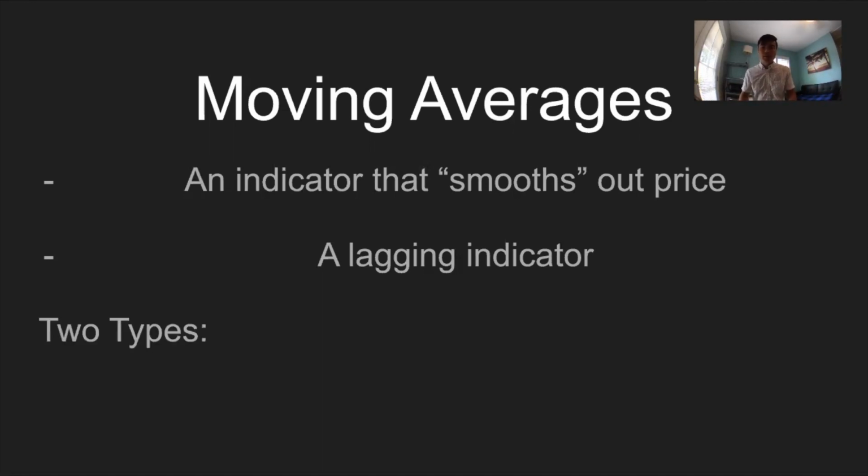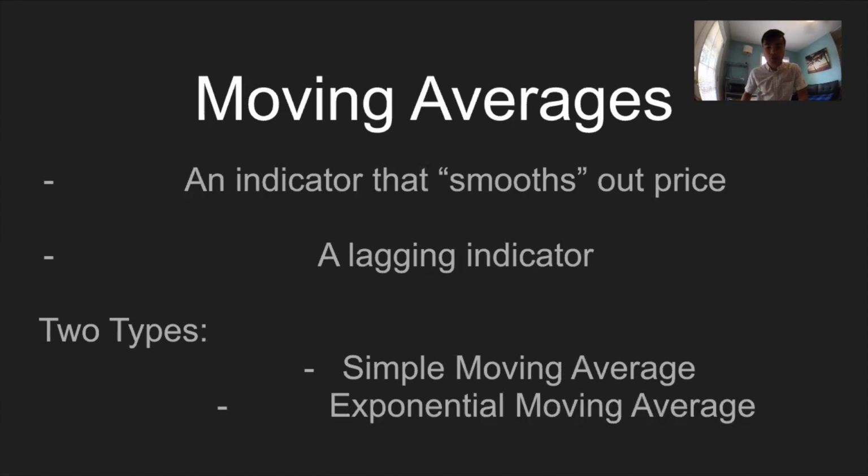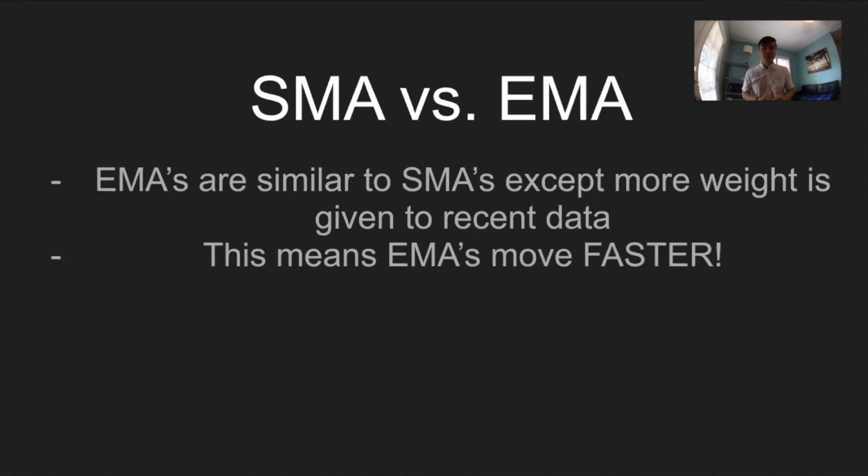There are 2 types of moving averages that we're going to use today. The first one is called a simple moving average. The second one is called an exponential moving average. They're very similar, but I'll cover the slight differences they have. So SMA and EMA, that's how we abbreviate them. SMA, simple moving average. EMA, exponential moving average.